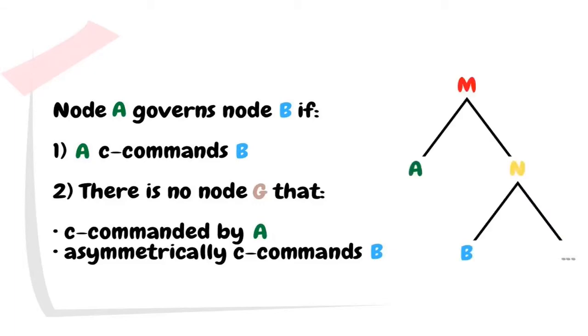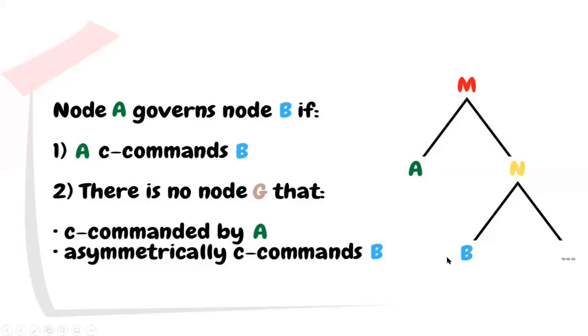Sora, sorry for the interruption. Remember that we said we have immediate domination and we have immediate precedence. Do we have immediate C command? Yes, this is government. Excellent. So in syntax, we say A immediately dominates B, we say A immediately precedes B, but we don't say A immediately C commands B. We use A governs B.